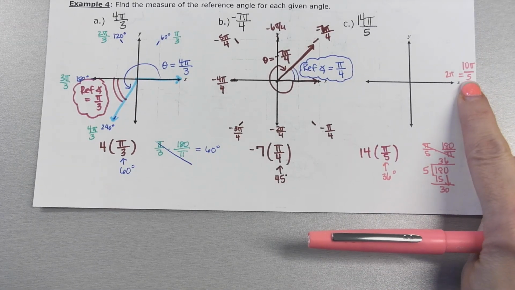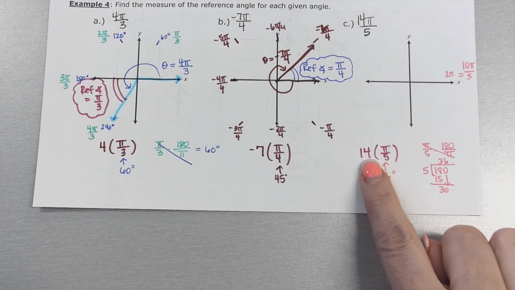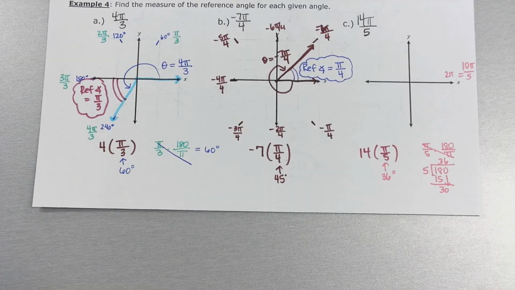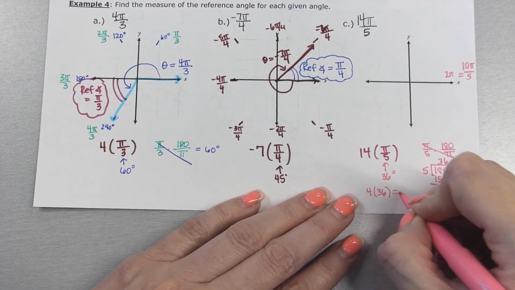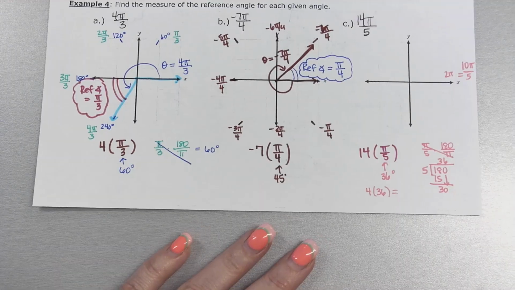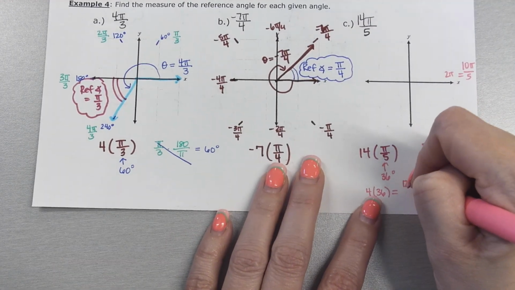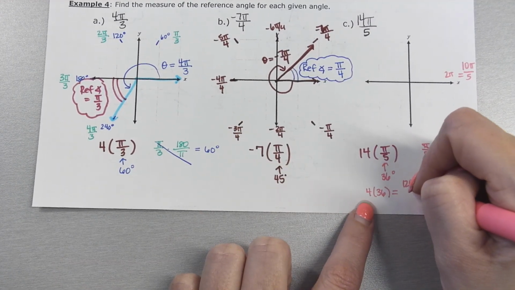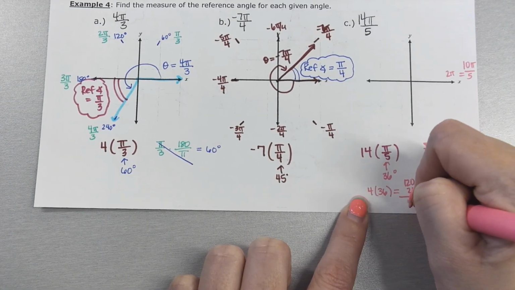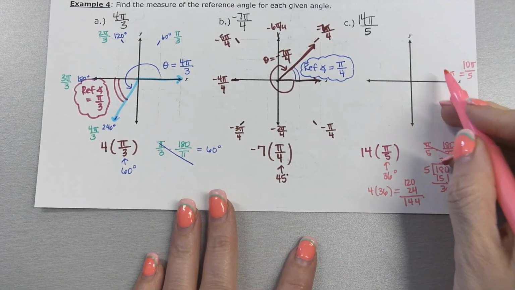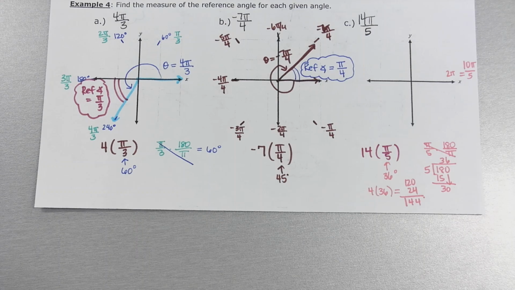So if I'm at 10 pi over 5, I have to go to 14. How many more do I need? 4. So what's 4 times 36? Let's do 4 times 30. 120. 4 times 6. 4 times 6 is what? Okay, so then I just have to go 144 degrees.